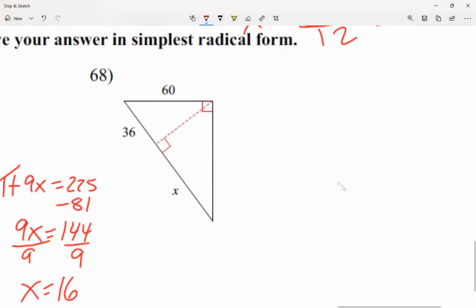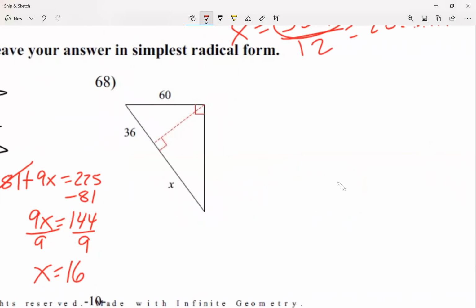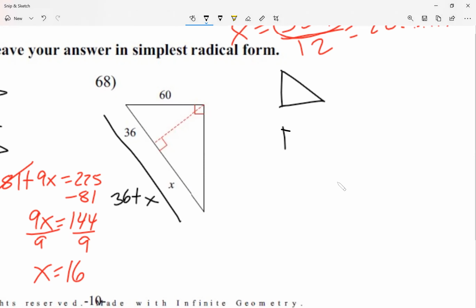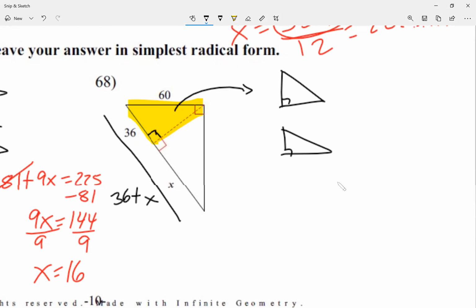Let's take a look at number 68. In case I need this, big side is 36 plus x. And I'm going to use two triangles. There's one and there's two, right? Two right triangles. First triangle I'm going to use will be this one. I know one side is 36, the other side is 60. I know my 90-degree angles right there. I have to match it there. So I'm going to say this is 36 and this is 60. You got to rotate, flip, whatever you got to do to make that fit.